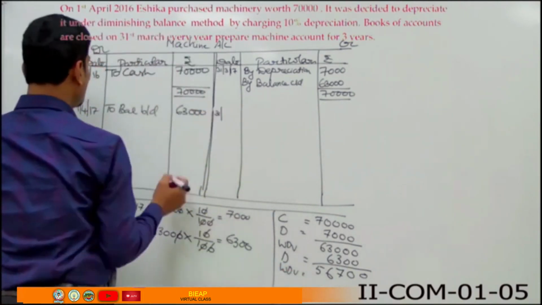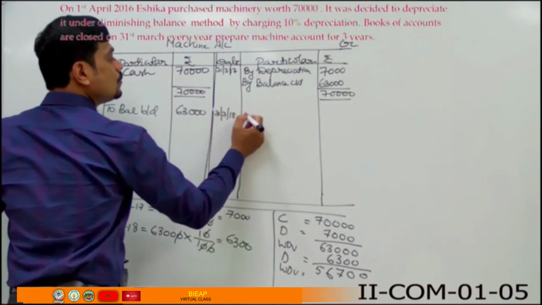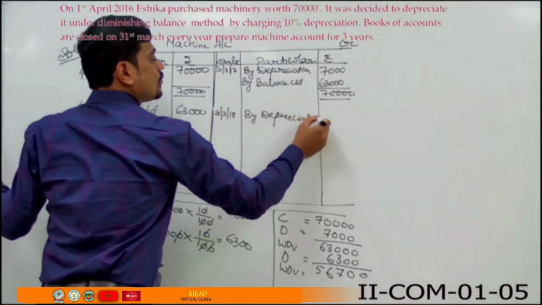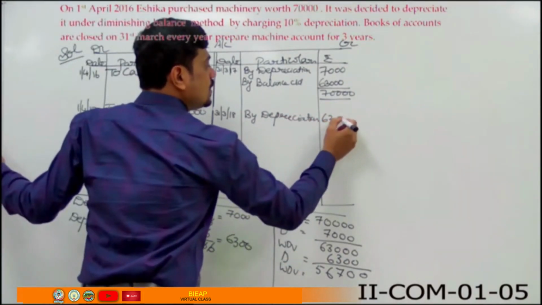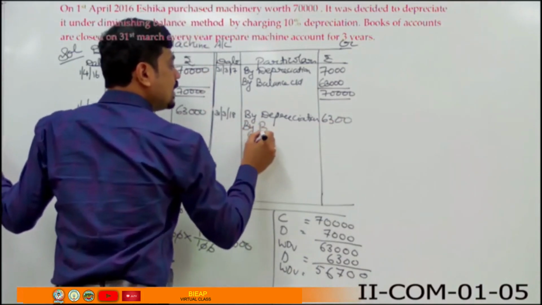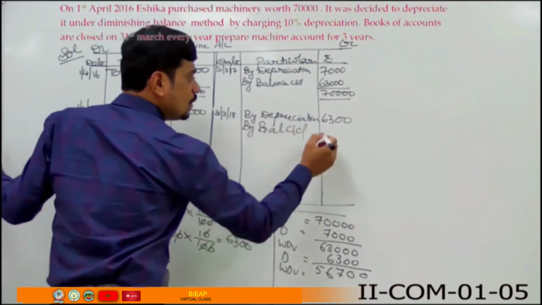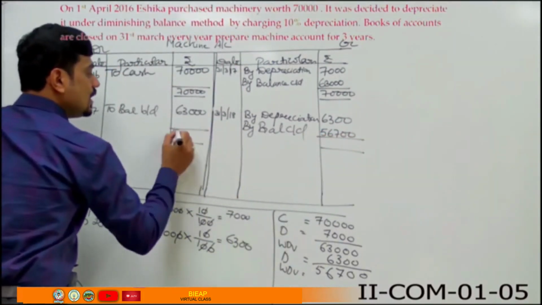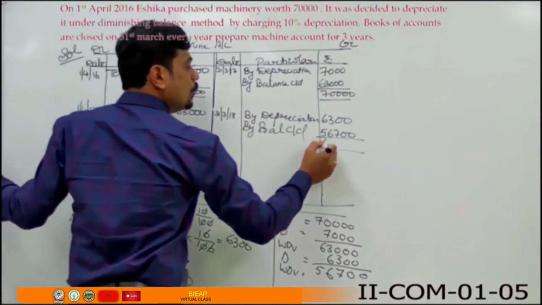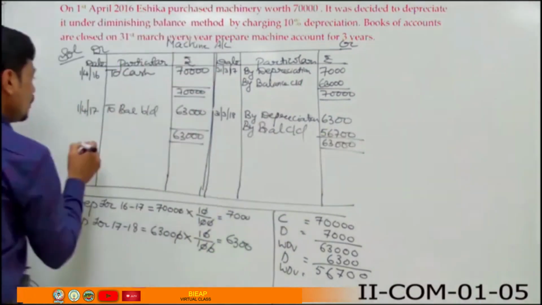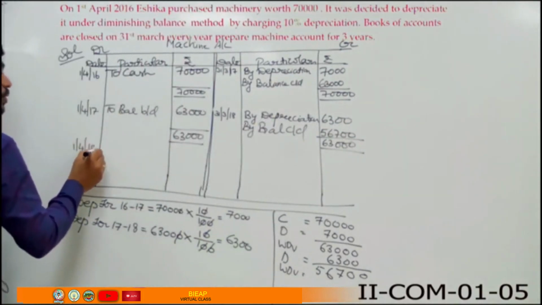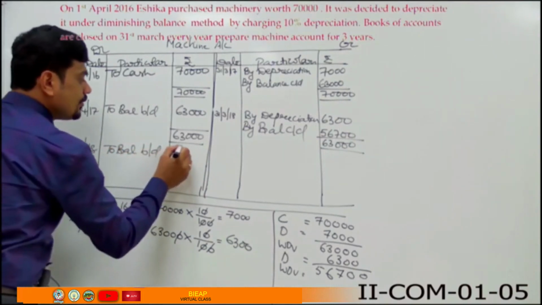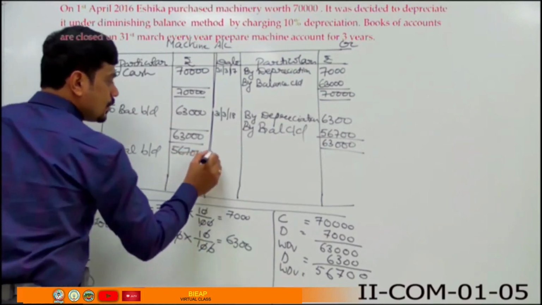So, 31st March 2018, by depreciation 6,300. Again, carry down the balance. By balance carried down 56,700. Close the account with 63,000 on both sides. Now, 1st April 2018, bring down the balance. So the balance we brought is 56,700.